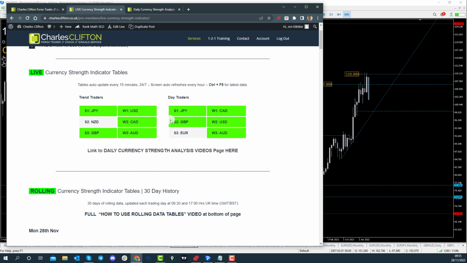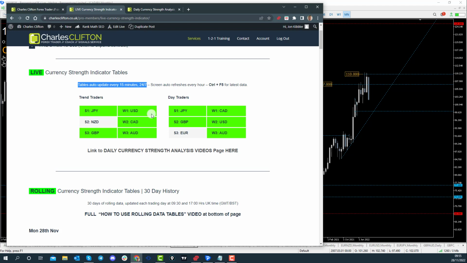You can see here some of the currencies are highlighted in green. That's showing us that there is a confluence between the two trading timeframes, and that's where we'll be focusing a lot of our attention in these videos. The tables auto update every 15 minutes 24/7, so wherever you are in the world, whatever time it may be, you can access the currency strength indicator tables at any point and get the latest update.